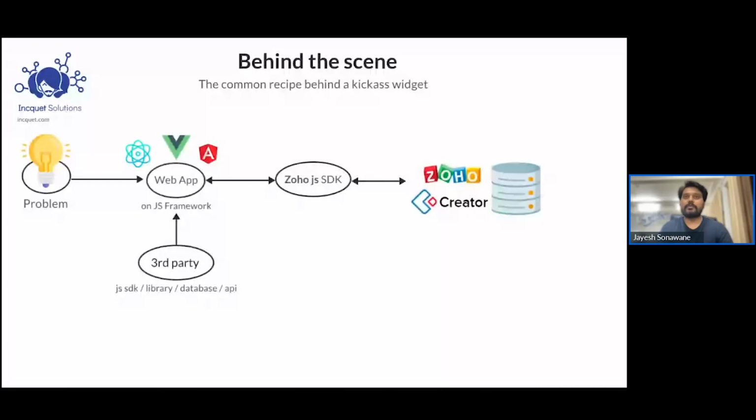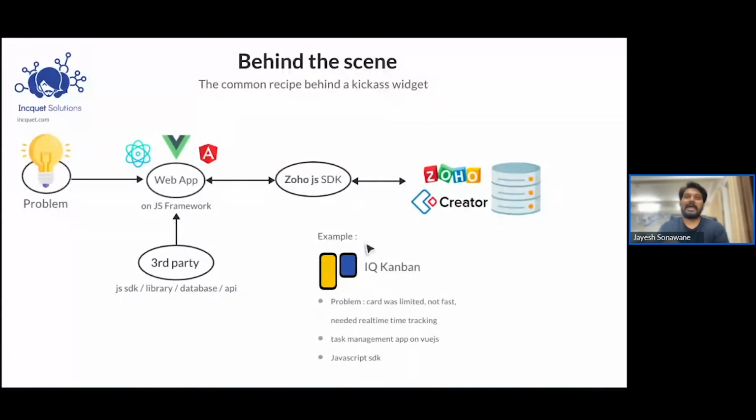Just an example I'll give you for the IQ Kanban widget which I have shown here. The problem was the card was limited, it was not fast, it was not real-time, the tagging was not real-time, and all that kind of thing. So here we were able to solve that particular thing by building a custom task management application on Vue.js, just Vue.js and the Zoho Creator SDK. So it's just using the SDK to fetch the data from Creator, the task-related data, and render it in a custom way, and implemented the task management, the sub-task management, segmentation, and all that kind of thing within Kanban, using just this particular combination actually.